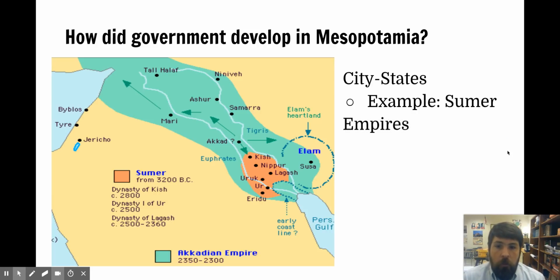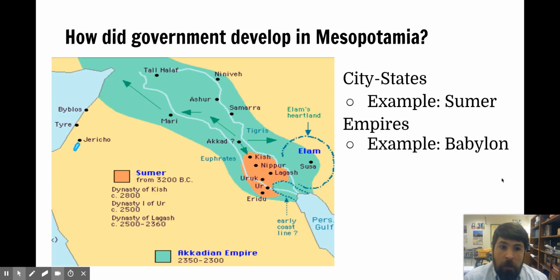Later, governments would form that were larger, and these governments were empires. An empire controls many diverse peoples, controls many different kinds of people, and it uses military force in order to force them to belong to this empire. And an example of this is ancient Babylon. Babylon was an empire that took over, I know this map is of the Akkadian Empire, but the Babylonian Empire was about the same territory.